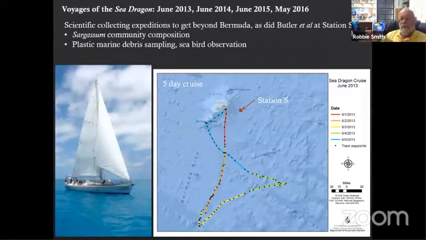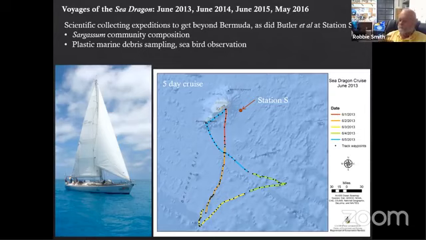And this is how I got there. With the support of the Atlantic Conservation Partnership and the Bermuda Zoological Society, I was able to charter this research vessel. Well, it's a vessel that's used for a lot of research around the world, called the Sea Dragon. So we did a series of cruises in 2013, 14, 15, and 16, taking crews of Bermudians offshore for 1, 2, 3, 4, or 5 days.